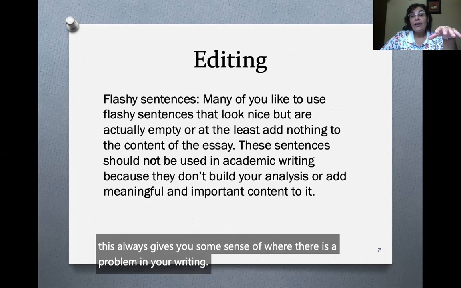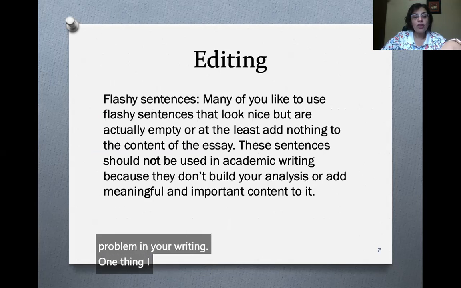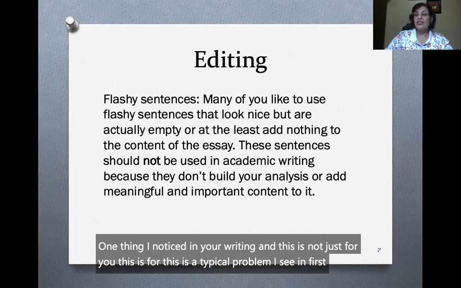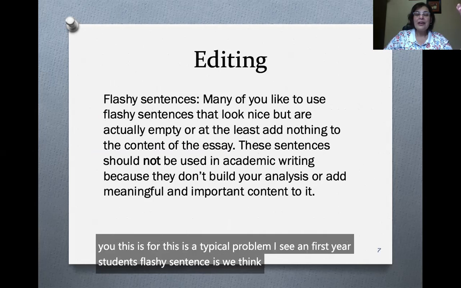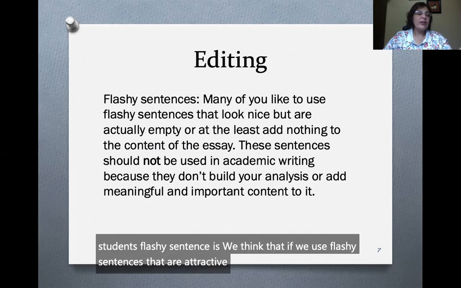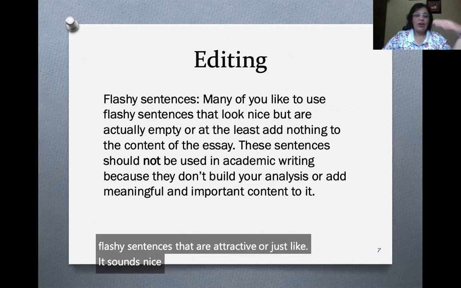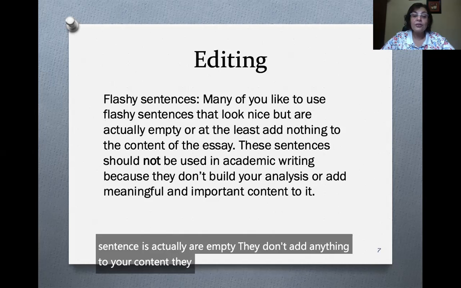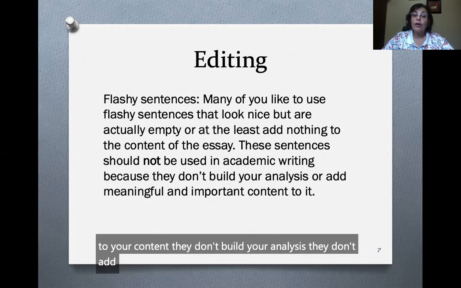One thing I noticed in your writing, and this is not just for you, this is a typical problem I see in first-year students, flashy sentences. We think that if we use flashy sentences that are attractive, or that sound nice, or attract attention, that helps. These sentences actually are empty. They don't add anything to your content. They don't build your analysis. They don't add meaningful content or argument or anything important to your writing.